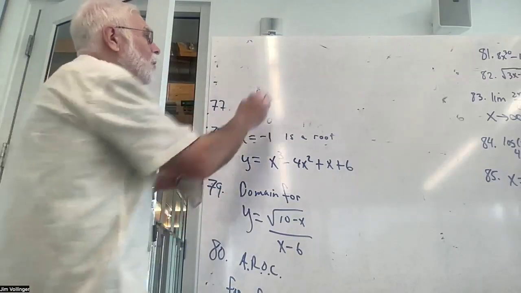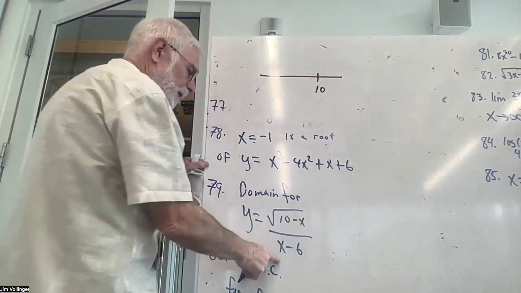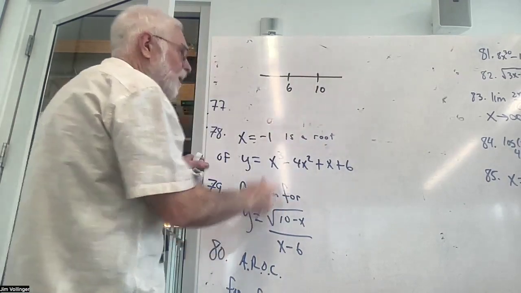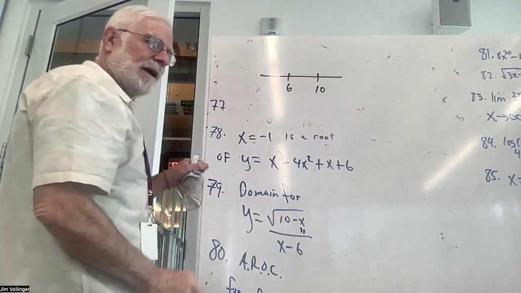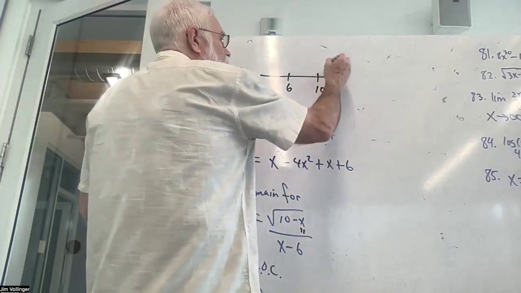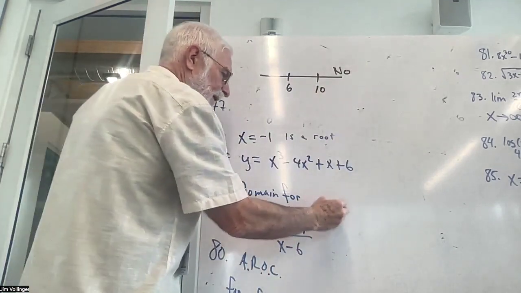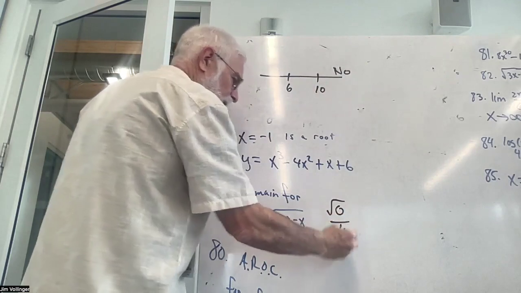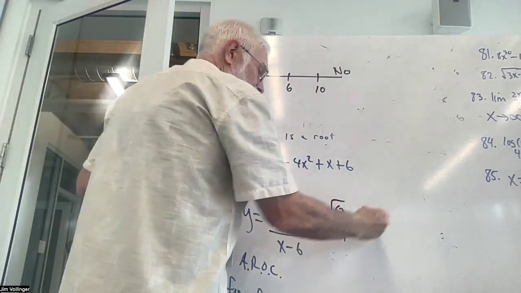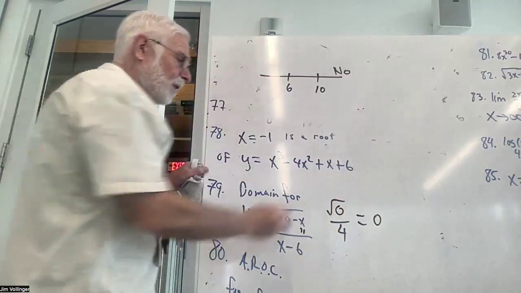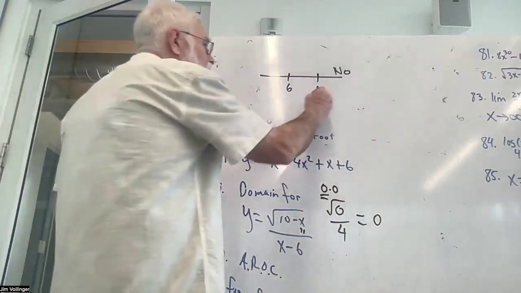So what do I see? I see 10 is an important number, and 6. Now, if I put a number bigger than 10 in, like 11, I get the square root of a negative. So I can't do that. So no, I cannot use these numbers. Can I use the number 10? Well, that gets me the square root of 0 over 4. Is a calculator going to be able to punch out a number there? Yeah. 4 times 0 is 0, and the square root of 0 is 0, so this number is okay.